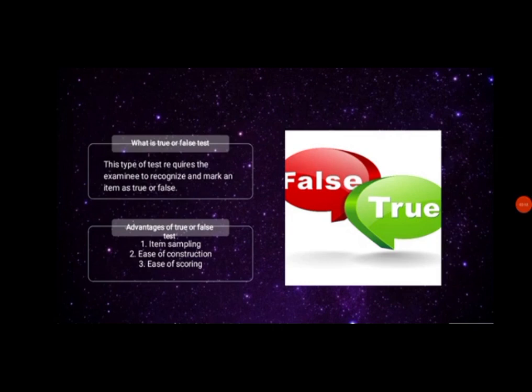Ang ease of construction naman is teacher can construct items of this type by lifting statements from the book and rewording some of them to make false items. However, this must be avoided since items may become ambiguous. The said practice also takes less time to construct, likewise promotes rote memorization.